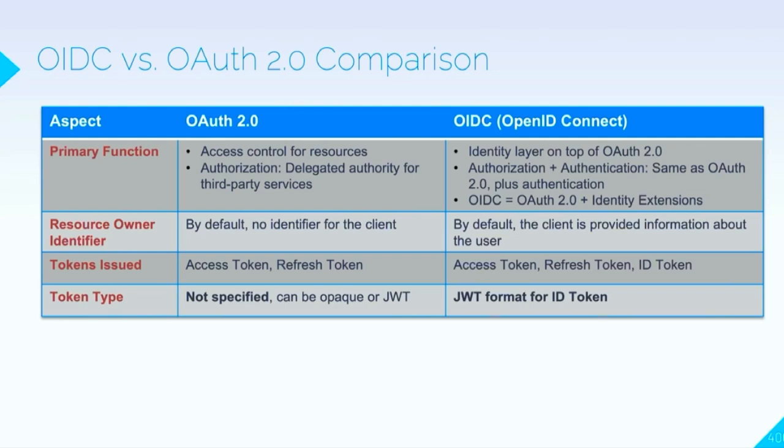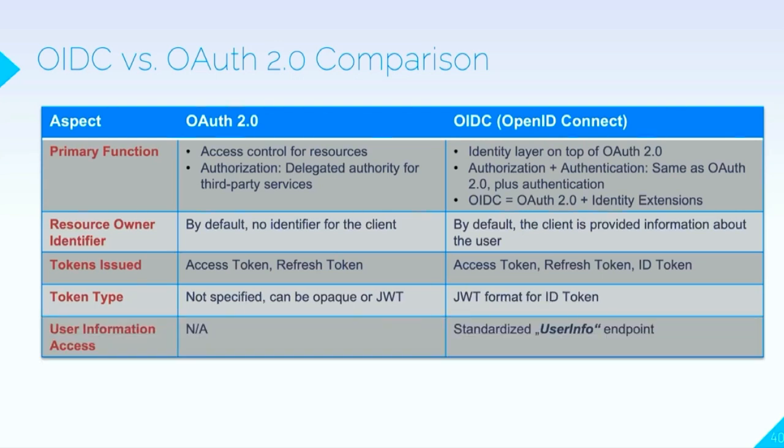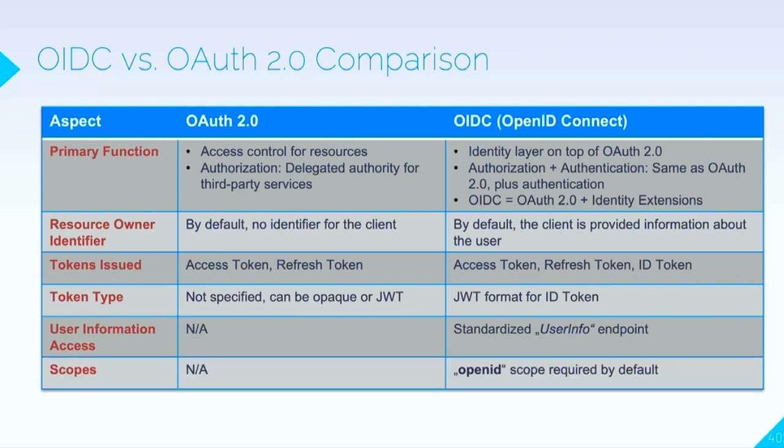Token type. OAuth 2 allows for tokens that can be either opaque or JWT tokens, whereas OpenID Connect requires the ID token to be in JWT format, ensuring that the token is structured and can securely carry user information. User information access. OAuth 2 lacks a standardized method for accessing user information, while OpenID Connect provides a user info endpoint, which is a standardized way to retrieve user profile information.